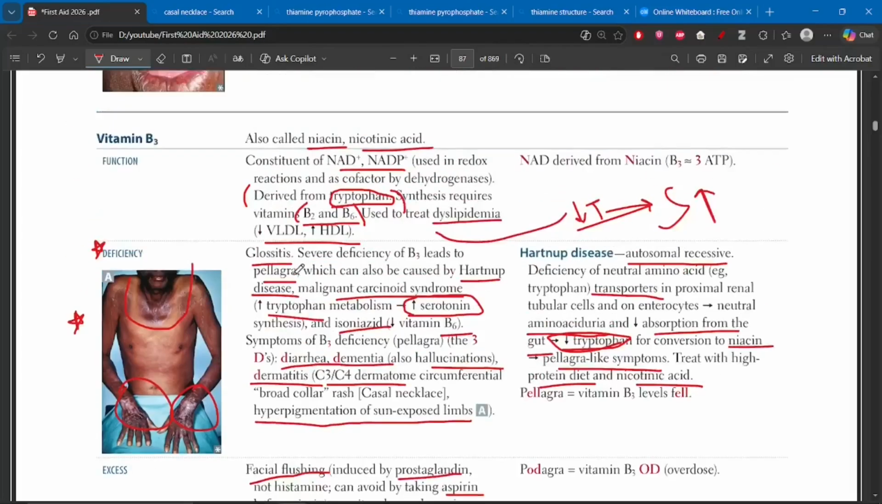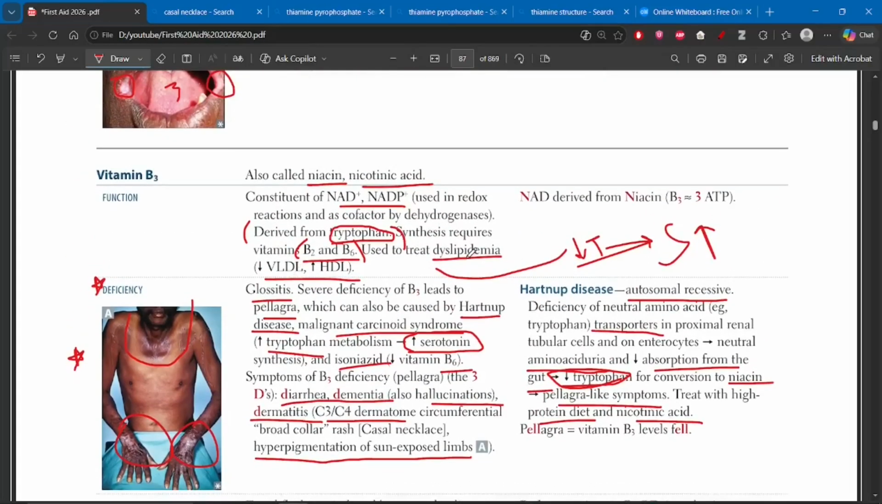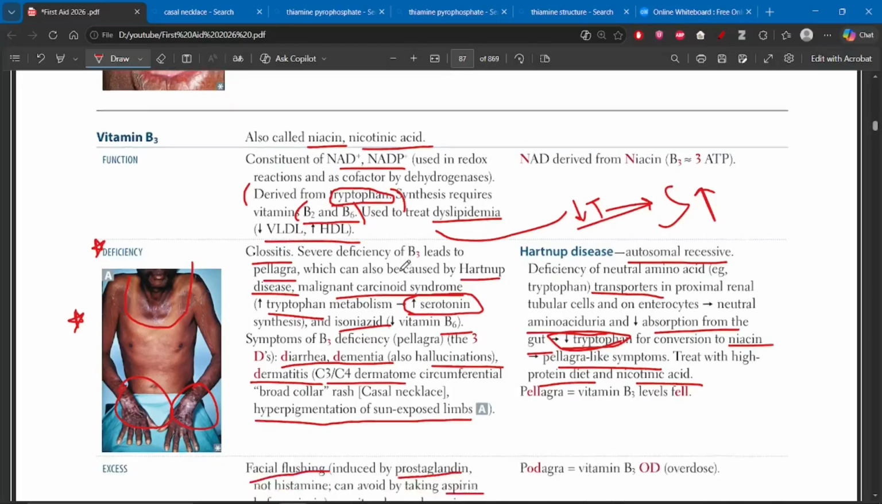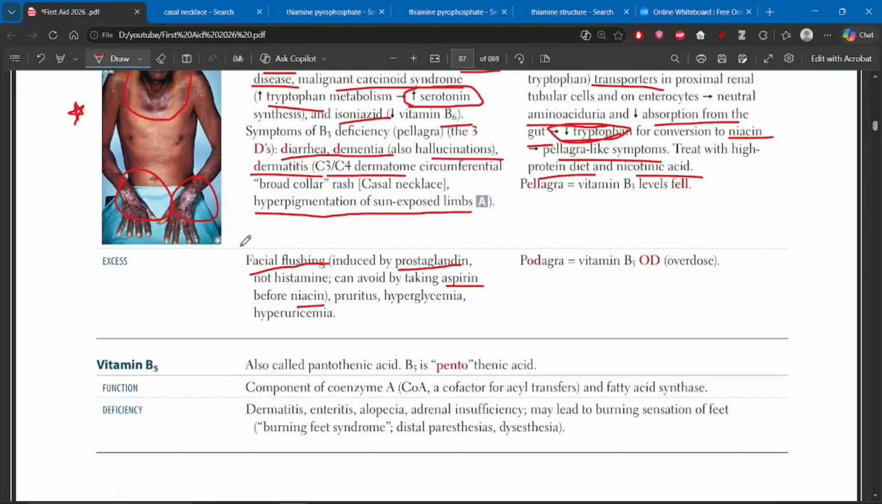So niacin, we studied over here, is used to treat dyslipidemia. So people are prescribed niacin if they have dyslipidemia and the doctor sees fit. They are prescribed niacin, and the most common side effect is facial flushing. Right, and you can take aspirin to avoid it. Hyperglycemia and hyperuricemia can also occur, but facial flushing is the main one.